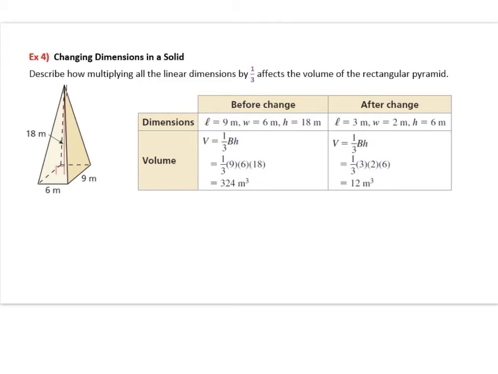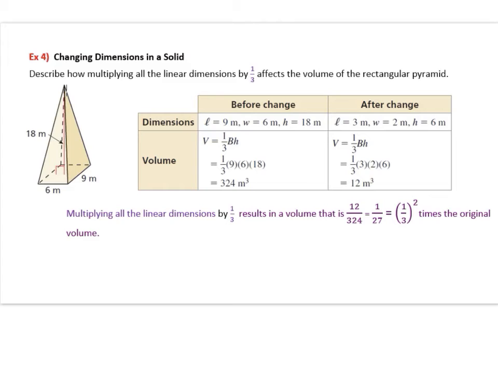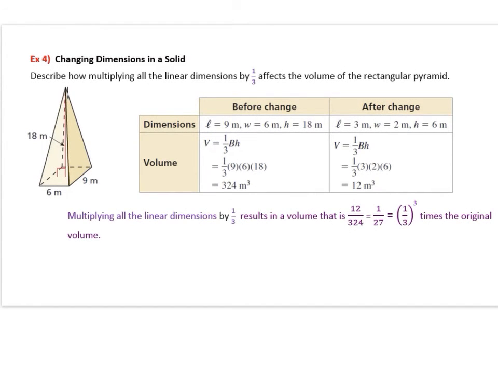So how did the new changes affect the volume? Well, multiplying all the linear dimensions by 1/3 results in a volume that is 12 divided by 324. Always divide the new by the original, and you can compare: 1/27 scale factor. If we rewrite that in terms of the original scale factor, 1/3, that's 1/3 squared. No, sorry, that should be cubed. 1/3 cubed times the original volume. Alright, so I just fixed that on our screen, so it should be 1/3 cubed. 1/27 becomes 1/3 cubed.